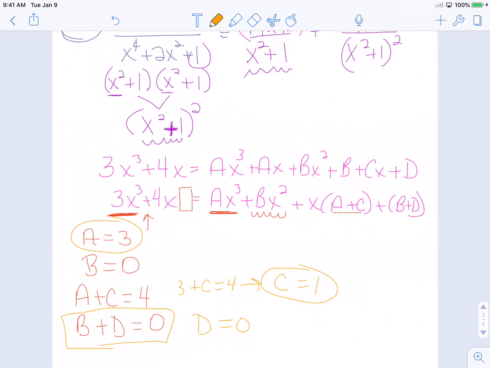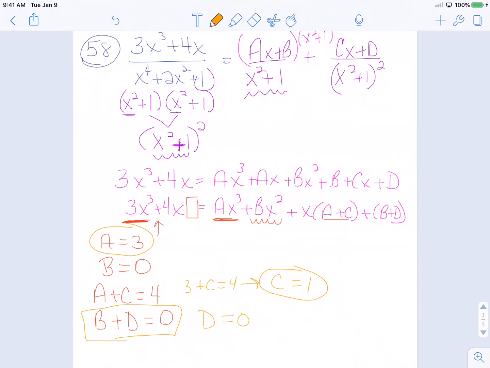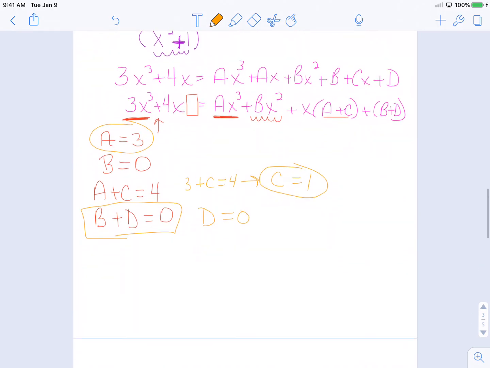So writing our final equation, we have an a of 3. That just goes with x. We don't have a b. We have a c value of 1. That just goes with x. And again, there's not a d.